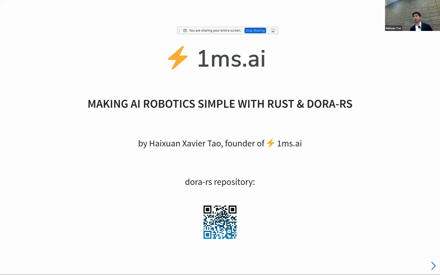So I think we can start now. Our next speaker is Haishen Tao. We can also call him Javier. Javier is a founder of 1 millisecond .ai, and he's a French software engineer. He developed practical solutions for ML and AI users and engineers through open source projects. Now Javier is currently fully invested in Dora RS, a robotic framework project.